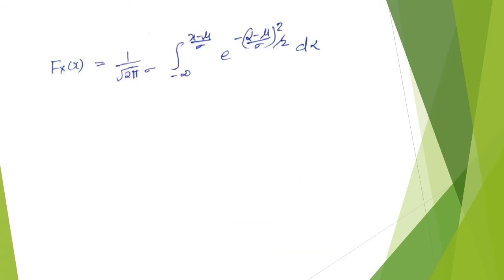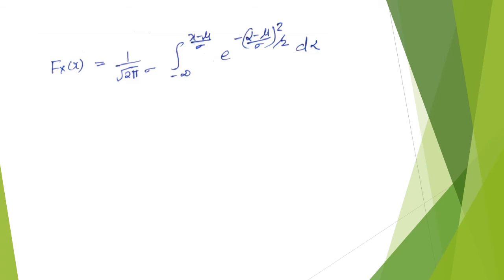in the expression, F_X of x will be 1 by root 2 pi sigma, minus infinity to x, which I am scaling to x minus mu by sigma, e raised to alpha minus mu whole square divided by 2 sigma square. So I am taking all those square terms together: alpha minus mu whole square by sigma whole square by 2 d alpha. Now alpha minus mu by sigma was beta, and d alpha was sigma d beta.